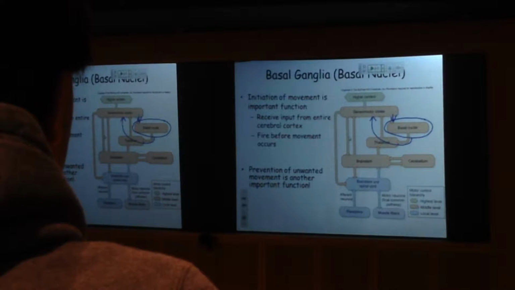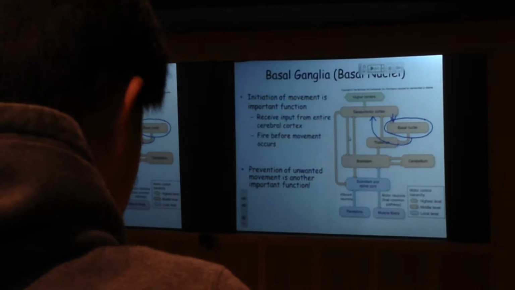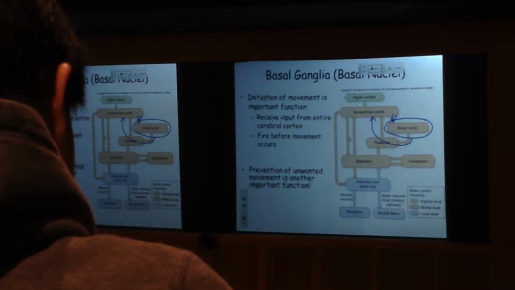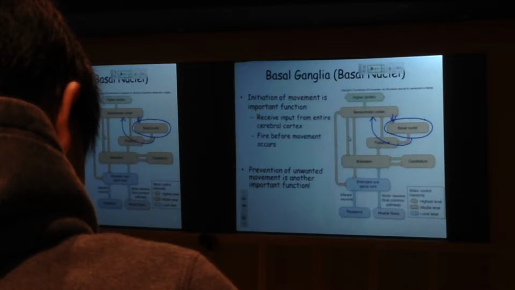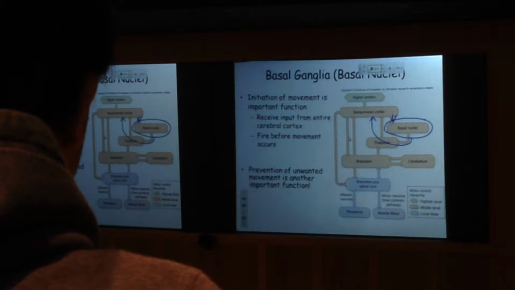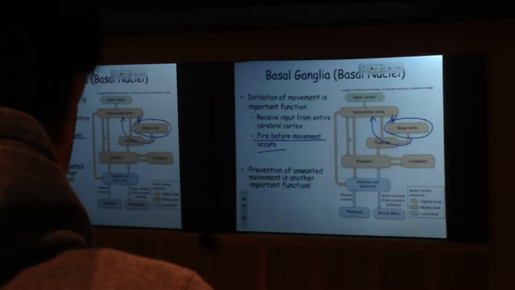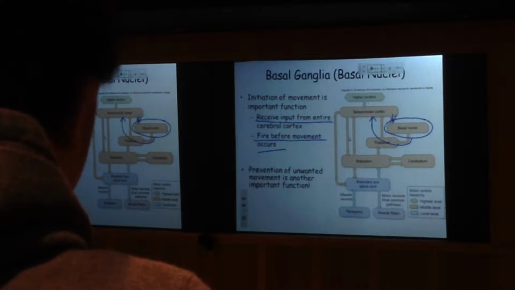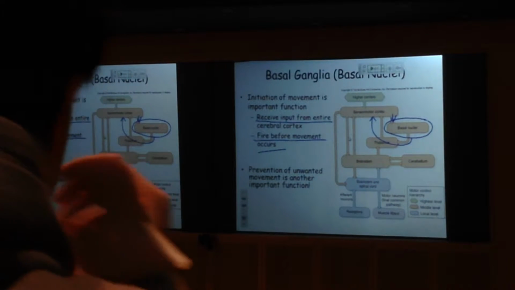Okay, so I mentioned that people did a lot of research on the basal ganglia, and they found that when you record from the basal ganglia, the neurons start firing way before you actually start moving, before the movement has started. Which means the basal ganglia is important in the planning stages of the movement. We also find that they receive input from the entire cerebral cortex.